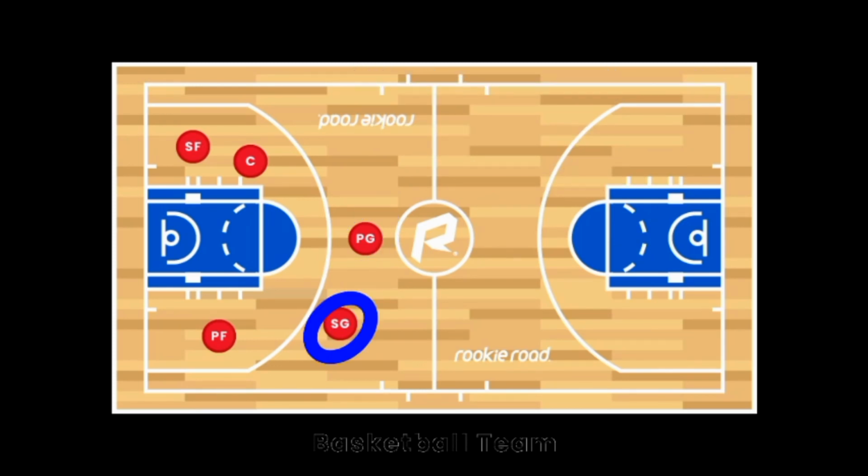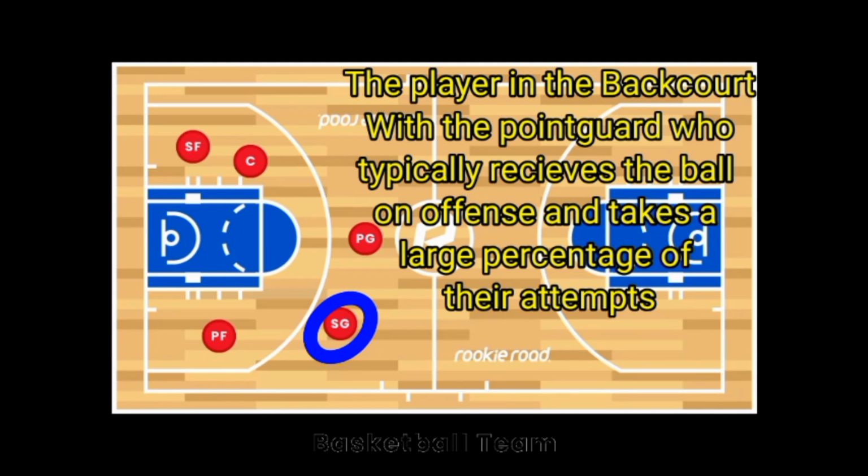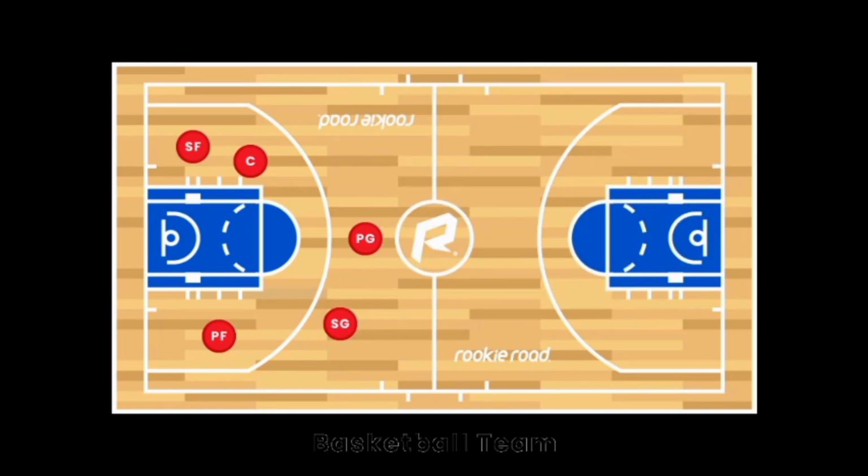While the shooting guard is the player in the backcourt with the point guard who typically receives the ball on offense and take a large percentage of their attempts. Basically, the one who is in charge in shooting the ball. Or shall we say, the first option in creating points.